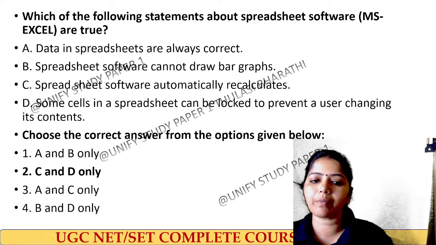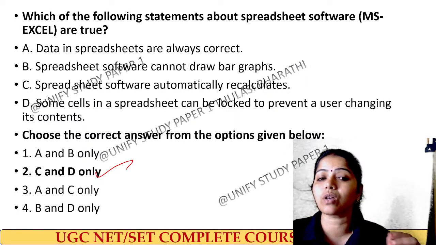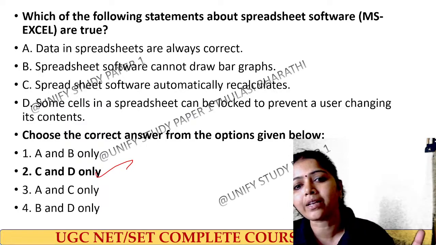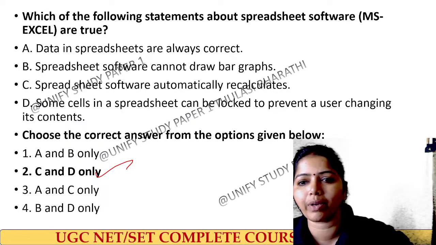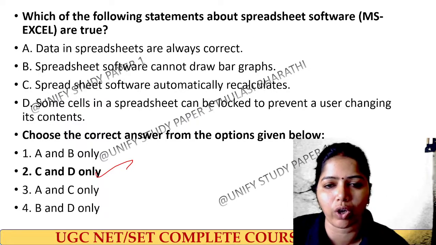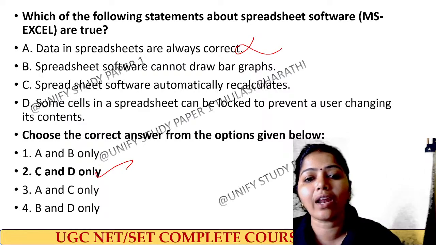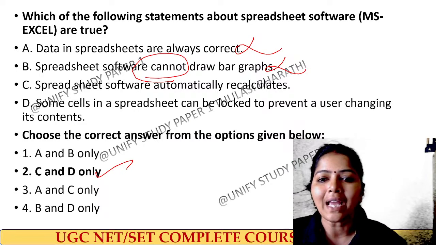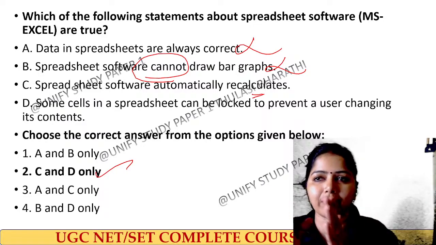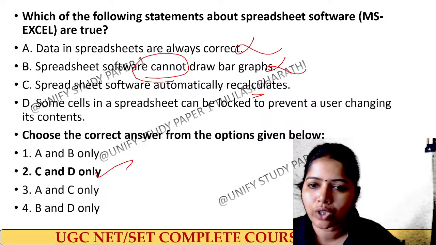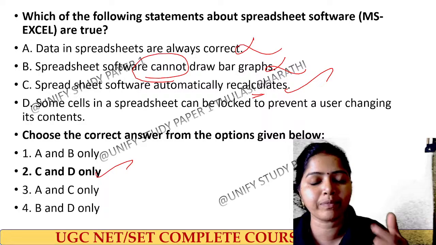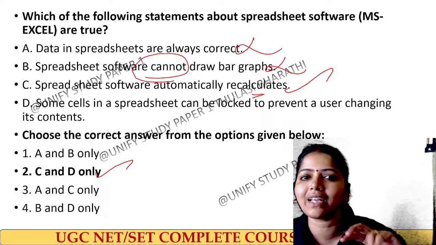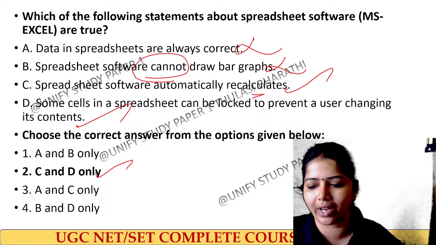Right answer is option number C and D, because data in spreadsheets are not always correct. If we do mis-formulation, there will be a possibility of giving a wrong answer. We can eliminate this. Cannot draw bar graphs? It can draw graphs, right? So this is also eliminated. It recalculates. Whenever we have written the formula, it will be recalculated. So this is also right. Some cells can be locked to prevent them from being changed, right? This is also right. Very good. Next question.